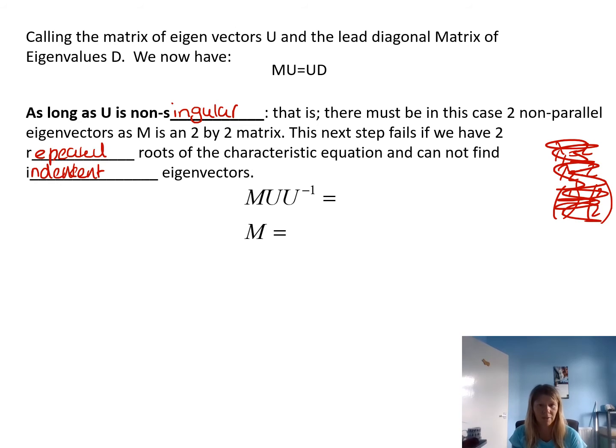But if they are non-singular, there will be an inverse. You can inverse on that side. So if we're inversing on the right, we'll have to inverse on the right of the other side. Now we know that U and U inverse, opposites, they make I. So you just get MI, and you might as well just write that as M equals U D U to the minus 1.